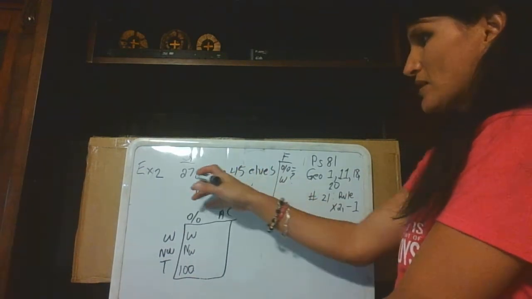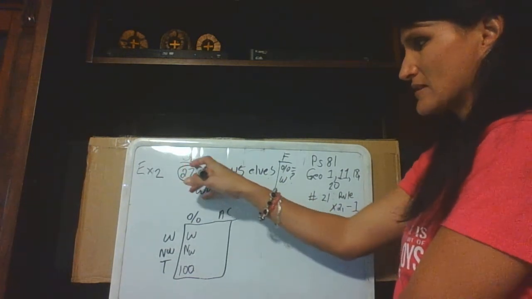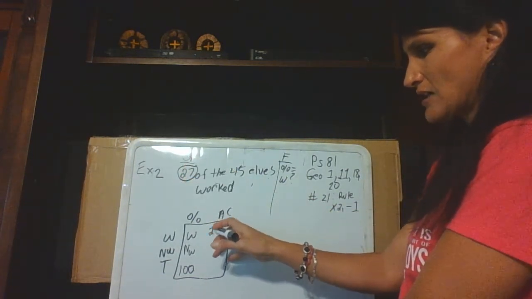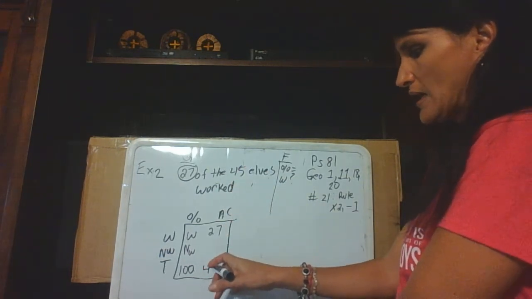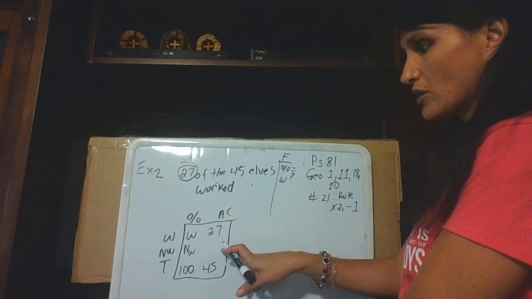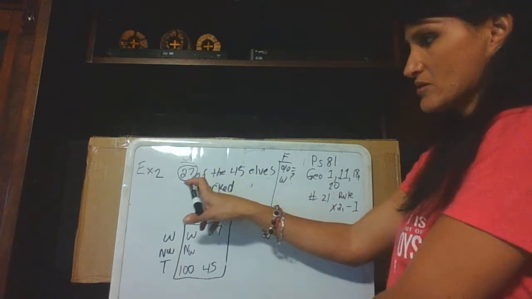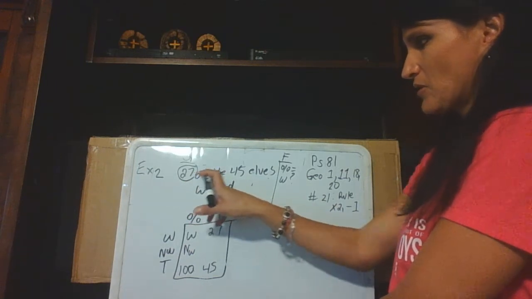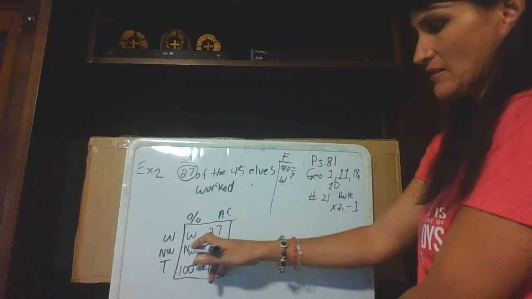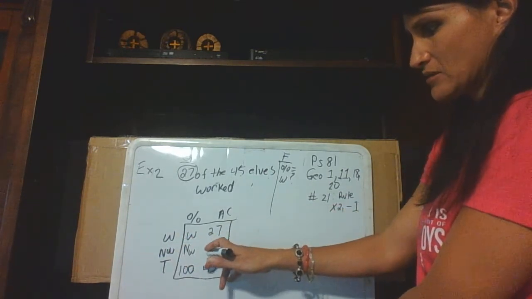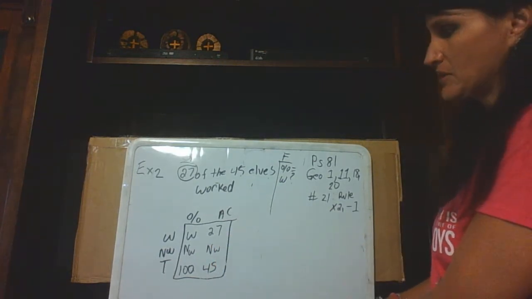Then you're going to take what else you were given. You were told that 27 of the 45 elves worked. Well, my 27 is the actual count, and the 45 is my total. I know that the 45 is not the part because you can't have a part of a part. You can only have a part of a total. So here's my part that worked. Here's the total amount of elves. That means in the not worked column for the actual count, again, I'm going to have to put a NW because I don't know what it is. It has not been given to me.